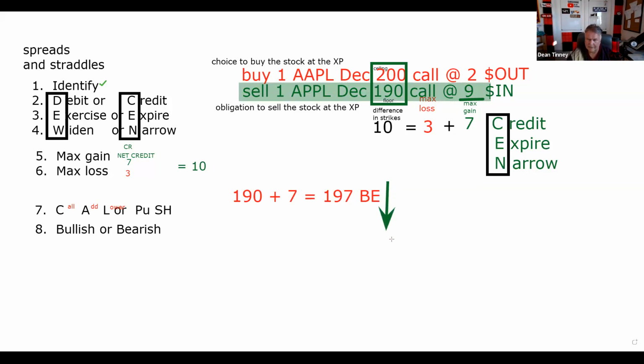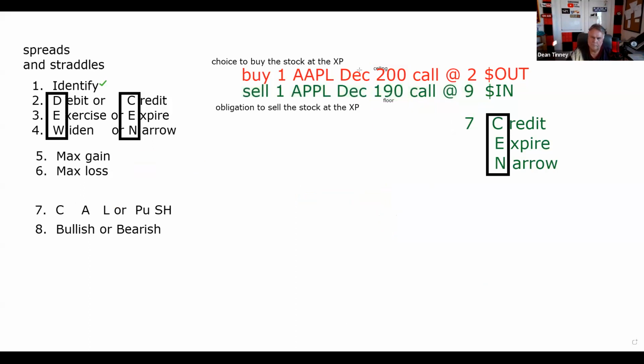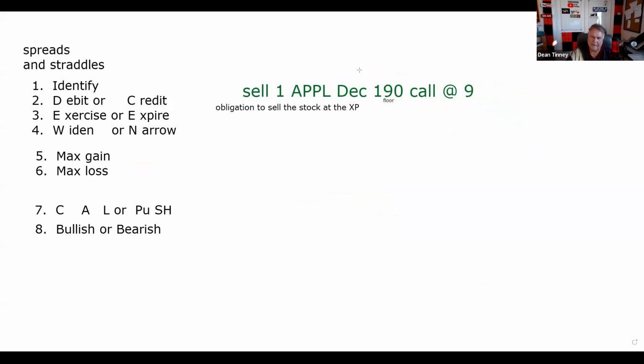If you do my 8 things, whatever they want to know, you've got the answer. I call this "Don't hate the 8." There are 8 things you need to know about a spread. Can you identify a spread? A spread is when you're long and short the same type of contract.